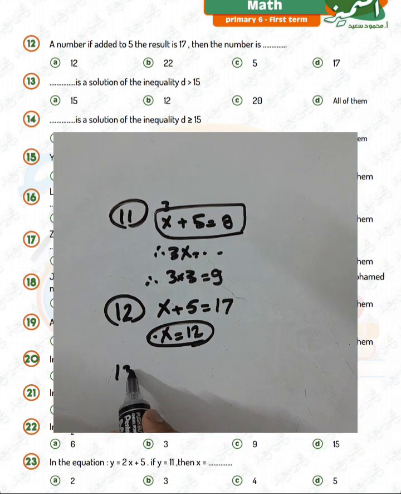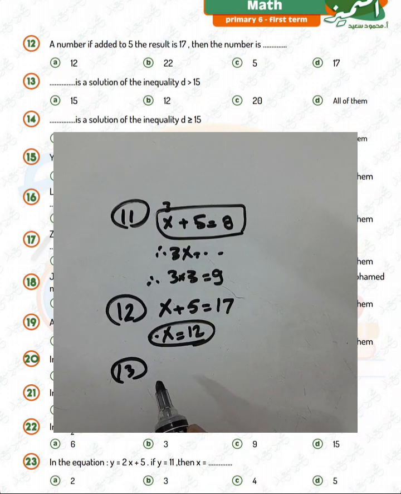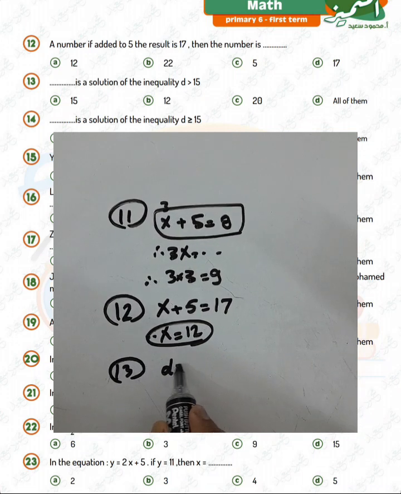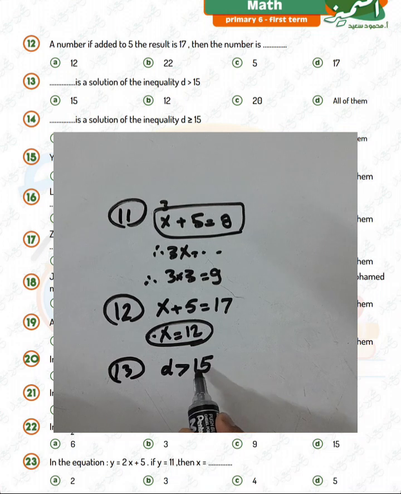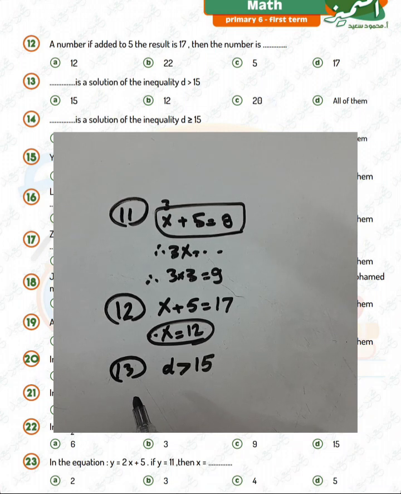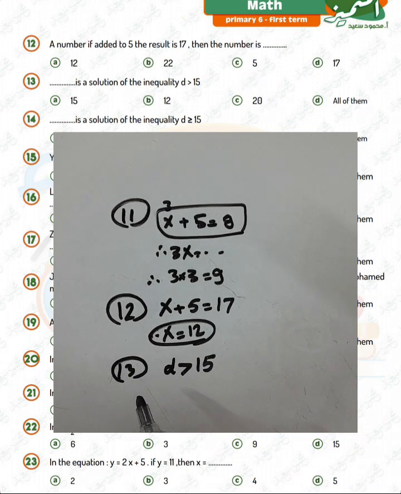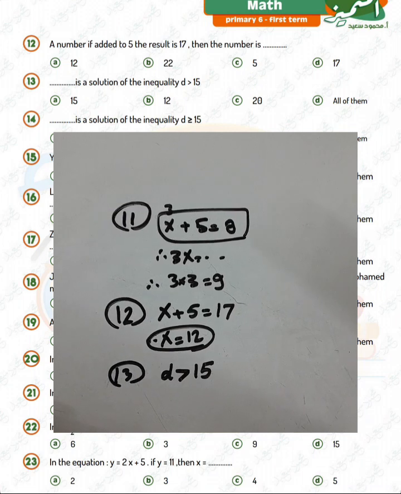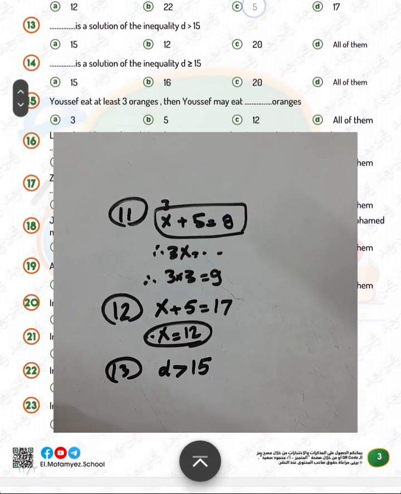Question 13. Blank is a solution of the inequality d greater than 15. We must choose a number greater than 15, such as what? 20. Choose letter C. Okay, 20 here is greater than 15. And question 14.